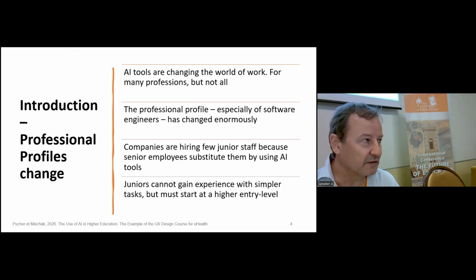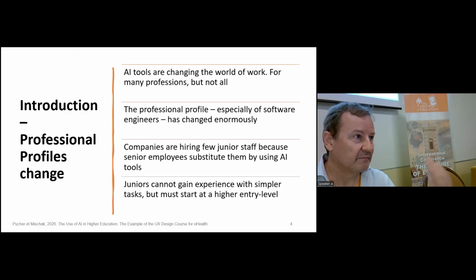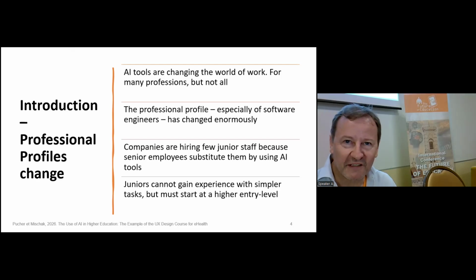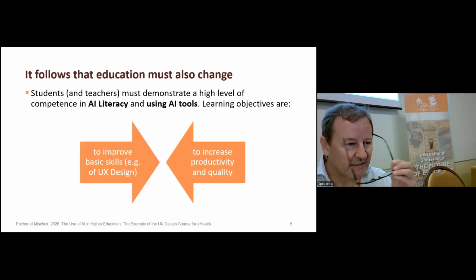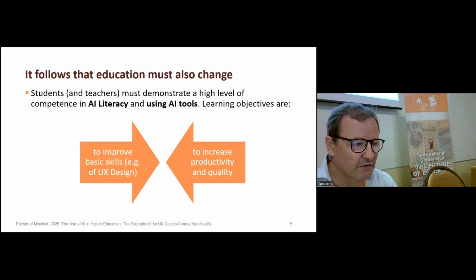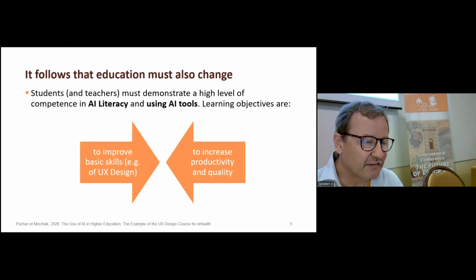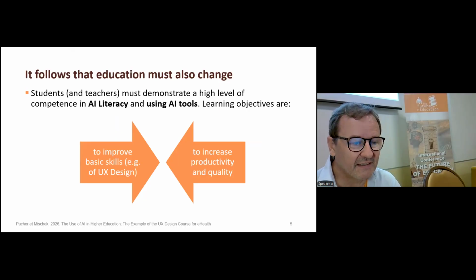So that is a very great problem nowadays, and that is a consequence that the juniors have to start on a higher level at the working place, and they have to perform more quickly, more qualitative, and therefore education must also change. As you know, students and teachers must demonstrate a higher level of competence in AI literacy, and they have to get used to AI tools.